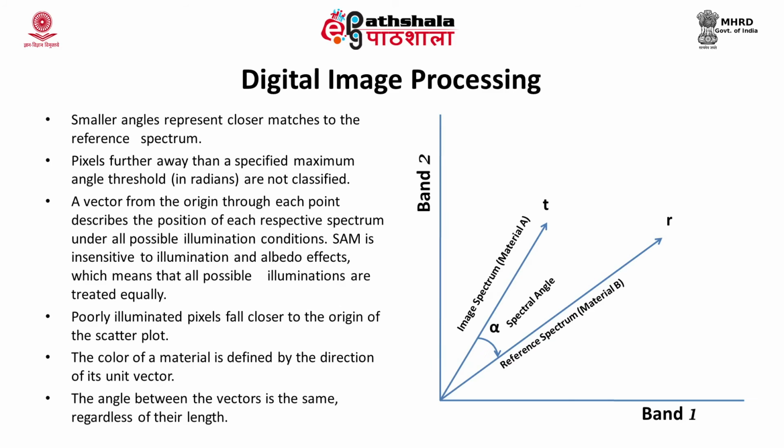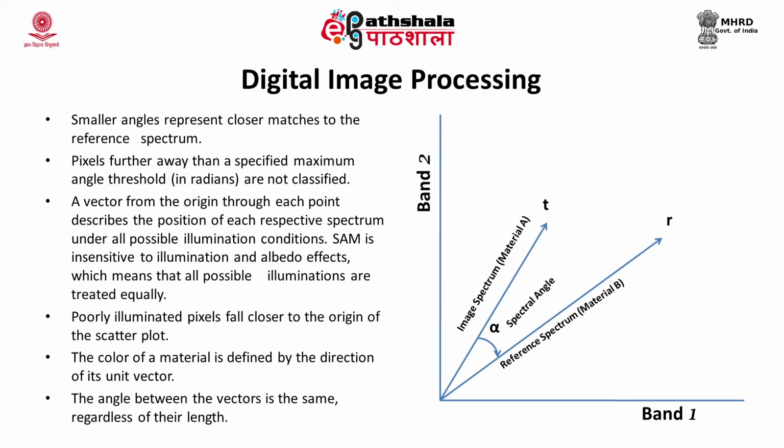So, here in this picture you can see you have two different bands, band 1 and band 2, and you have two spectra. One is the reference spectrum, that is material B, and the image spectrum is material A. So, one is your unknown, that is your image spectrum, and the known one is your reference spectrum. Between these two, what is the spectral angle? Based on this angle, you can get information about the lithology, the rock type.